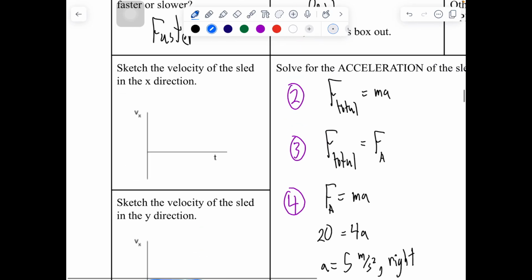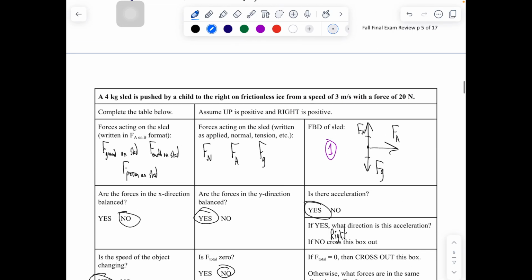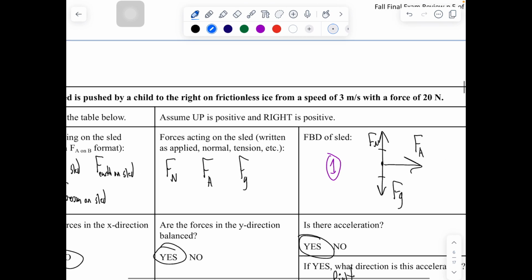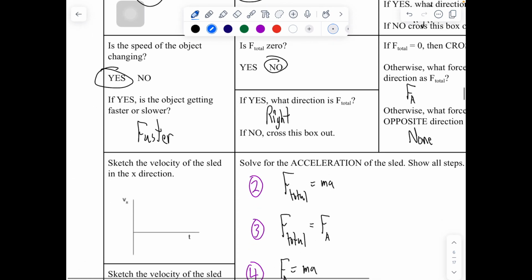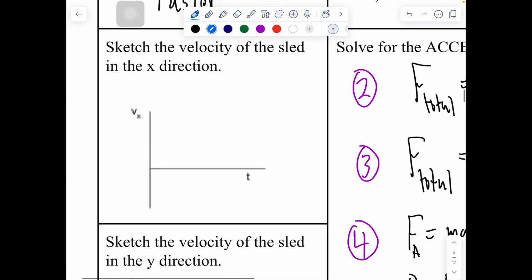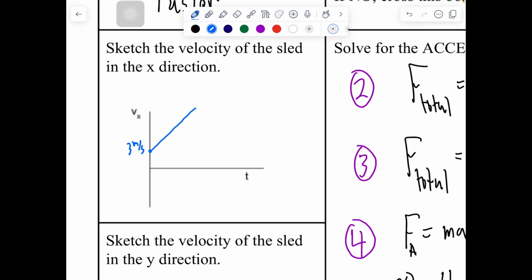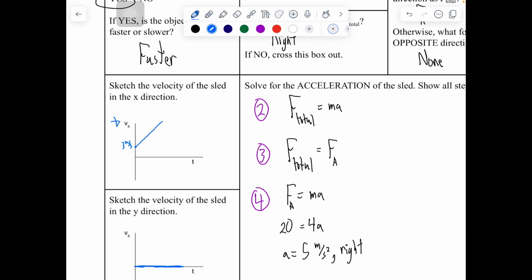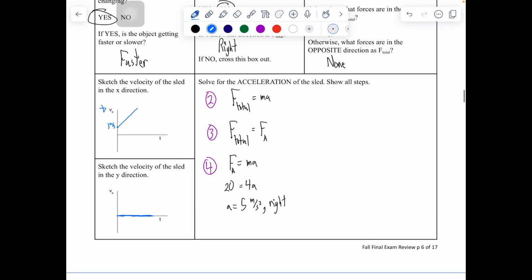It is speeding up in the x direction. We are pushing it to the right from a speed of 3 meters per second. So we start at a speed of 3 meters per second. We can label that right here. And we are going to have some positive acceleration, like so. Our velocity in the x is increasing into a faster positive number.